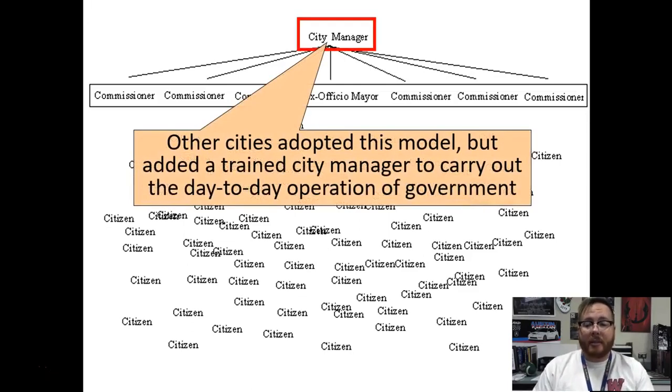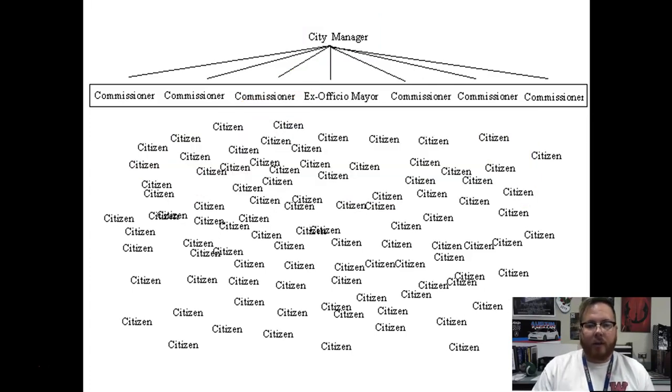Other cities adopted this model, but added a trained city manager to carry out the day-to-day operation of government. So in the same way that a mayor would work, you've got commissioners and mayors working in conjunction with the city manager. But the city manager is the one who kind of runs the show.